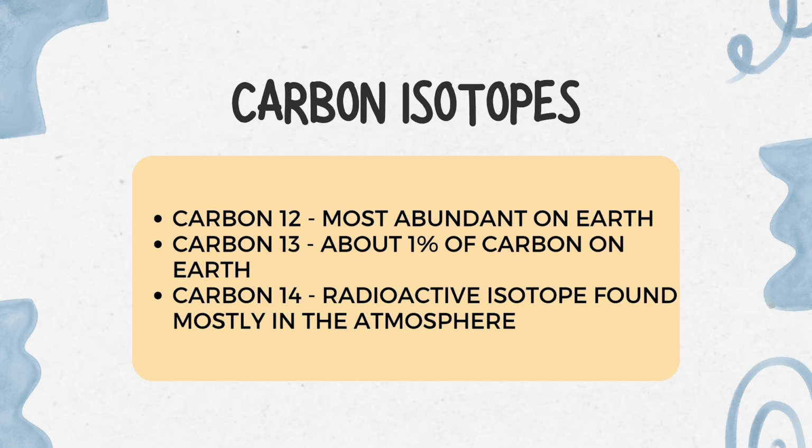There's carbon 12, which is the most abundant form of carbon on Earth, carbon 13, which accounts for about 1% of carbon on Earth, and carbon 14, which is a radioactive form of carbon and is mostly found in the atmosphere.